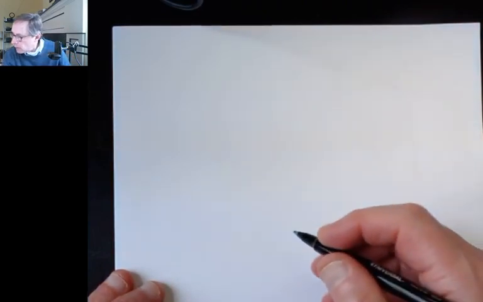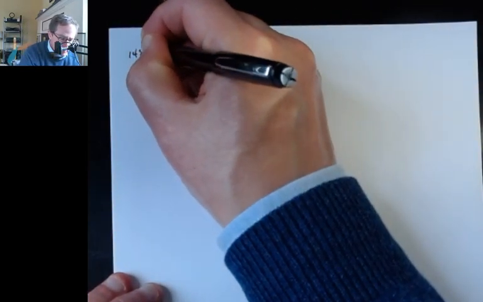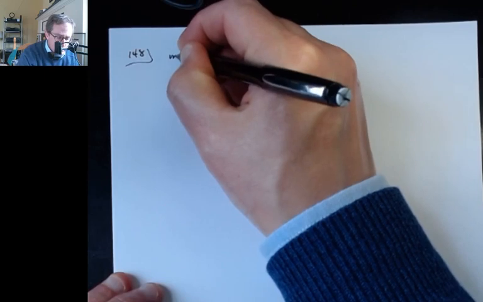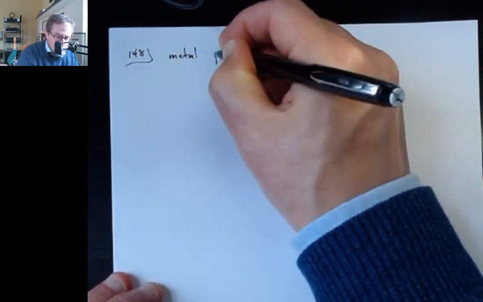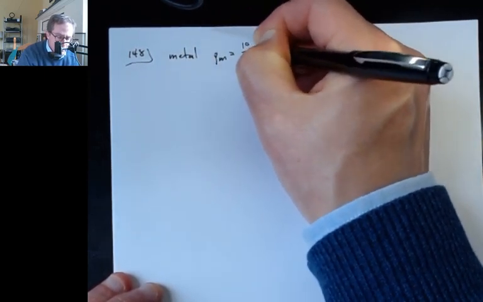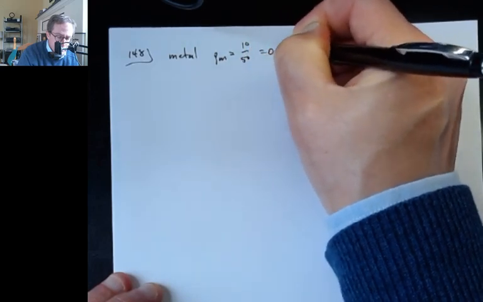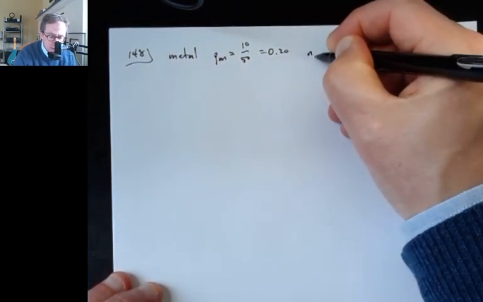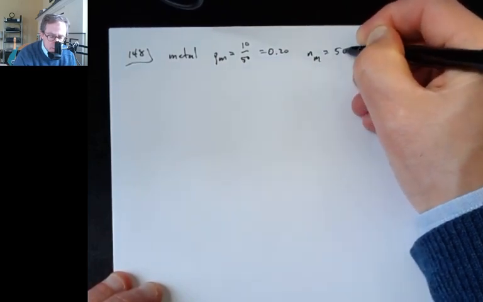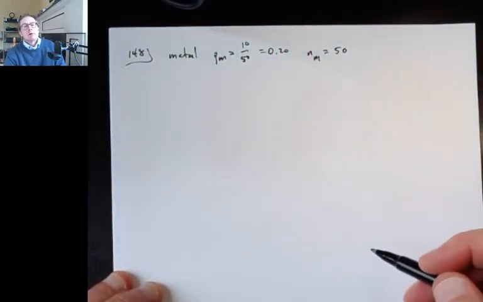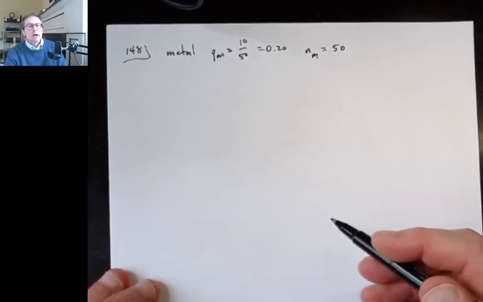Okay, let's see how I do with that. Turn this upside down so there's no confusion about where I'm writing. Okay, so let's see. I think metal is 10 out of 50. So, what number? 148. Okay, so this is metal. So PM is 10 out of 50, and that's 0.20. And of course, NM is 50. It says right there, 50. I'm going to need N in the formula, so I wrote it out as separate.